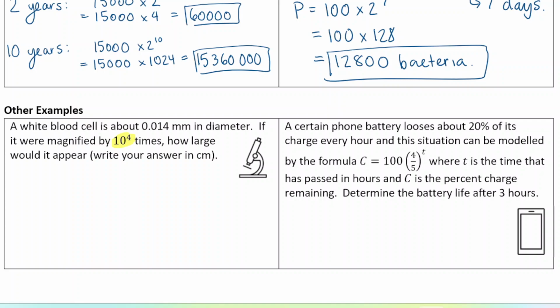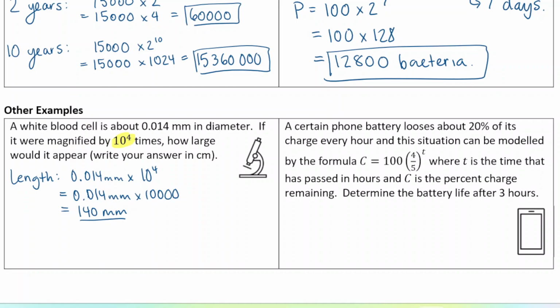So there's a good connection between this unit and this scale diagrams unit. So let's figure out the length first and then we'll convert it to centimeters. So the length is going to be 0.014 millimeters times, so it's going to look 10 to the 4 times larger, so 10,000 times larger. Remember to do the exponent first. So 10 to the 4 is 10,000. And so that will be 140 millimeters.